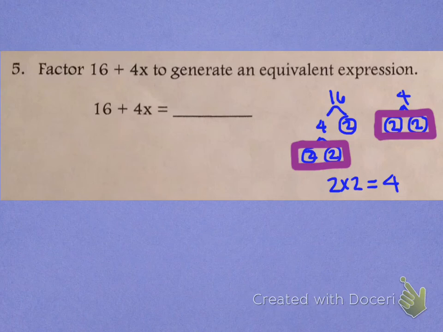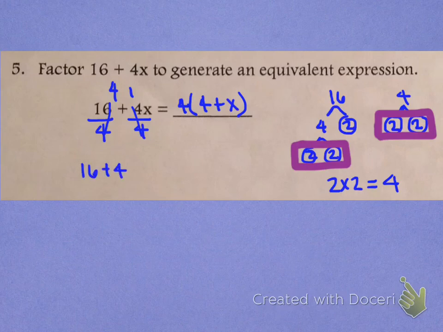This is just to help us figure out what we're factoring out. That means that our 4 goes outside of the parentheses because that's the greatest factor that goes in there. Then we would have to divide 16 by 4. 16 divided by 4 is 4. And then we would divide 4x by 4, which is 1, leaving us with just an x. So 16 plus 4x is equal to 4 parentheses 4 plus x.